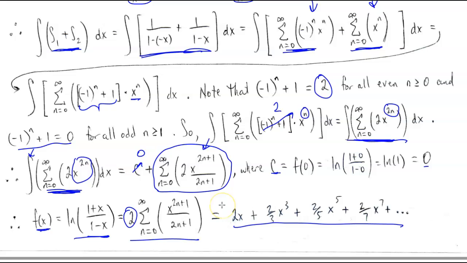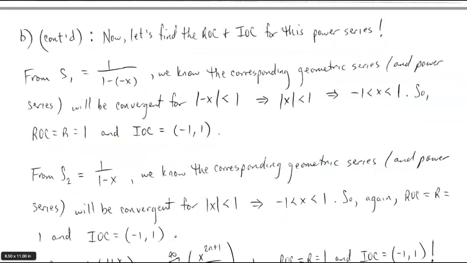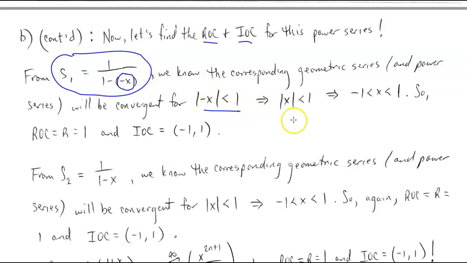Now, continuing on, we finally found what our function is going to look like in power series form. Now we need to figure out what the radius of convergence and interval of convergence is going to be. So, from the first sum that we forced to be a geometric series, we knew that our common ratio was minus x. So here, we knew that the absolute value of minus x had to be less than 1, which is like saying the absolute value of x has to be less than 1, which is just another way of saying x has to be strictly in between -1 and 1.